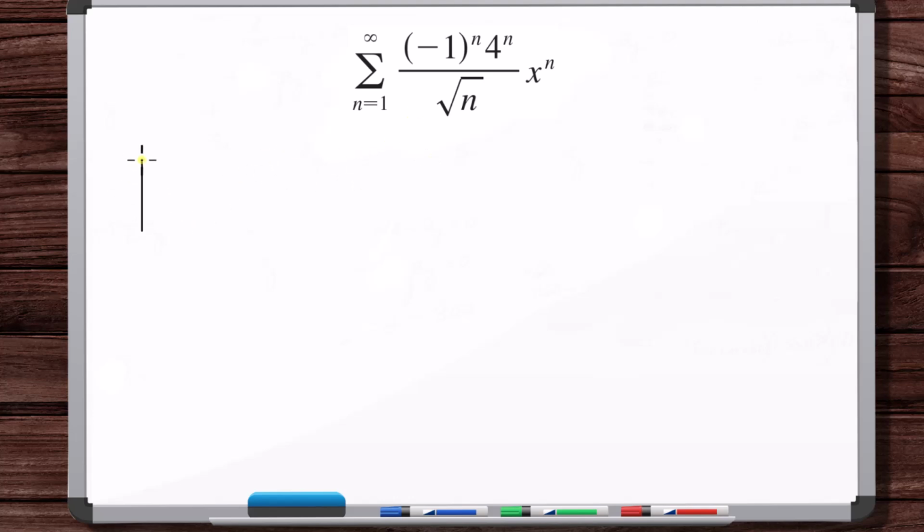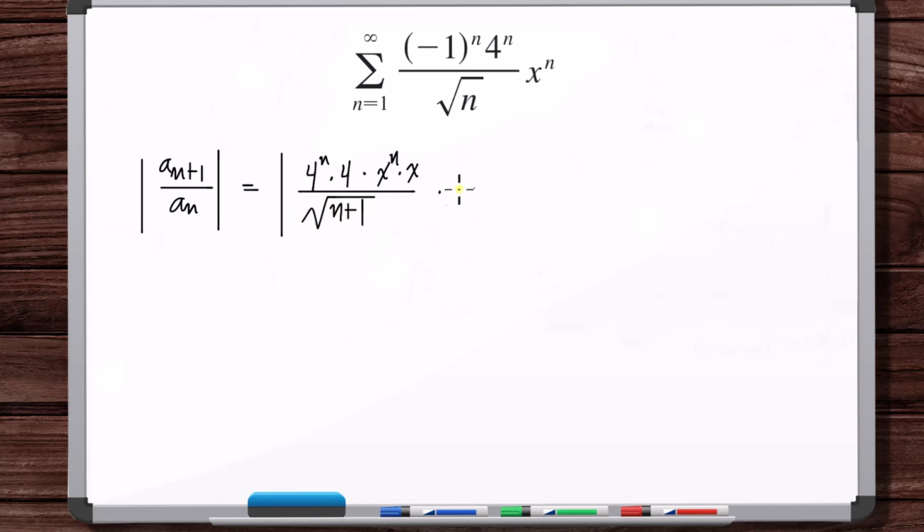So let's do, we can ignore this minus 1 to the n, but we have to keep the absolute value because with this x to the n, we don't know if it's positive or negative. So we've got 4 to the n plus 1 is 4 to the n times 4. x to the n plus 1 is x to the n times x. Now we've got 4 to the n times x to the n.